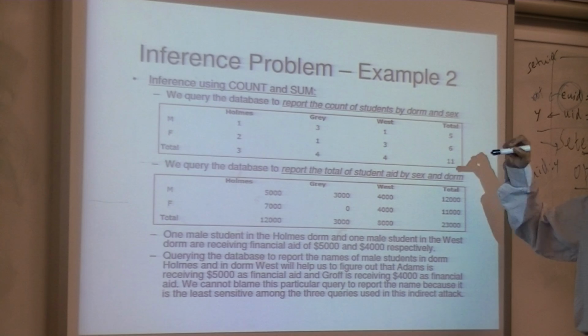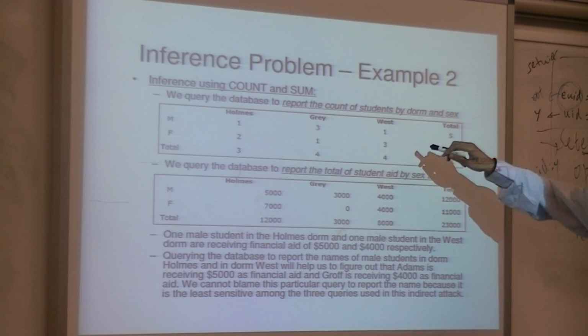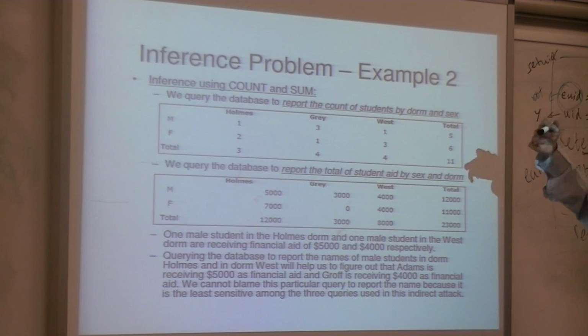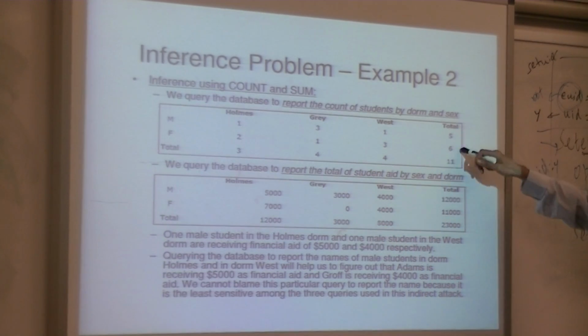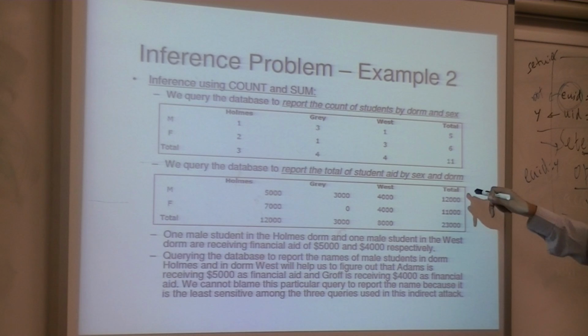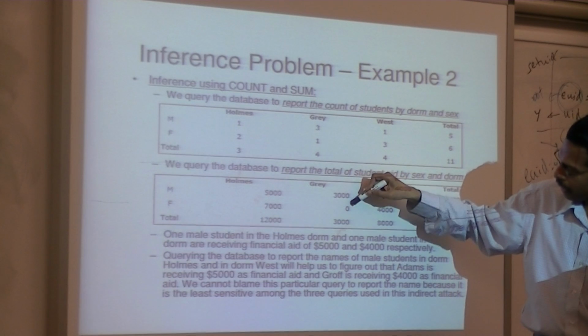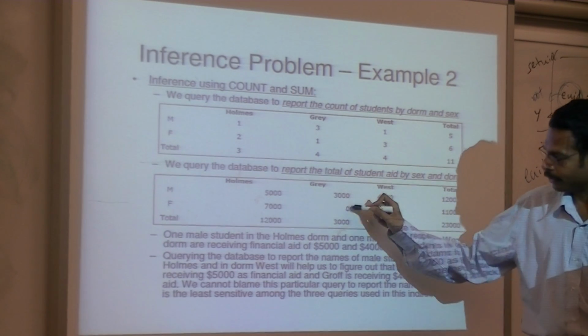And also you can count, so this is probably another way. You can count the number of students by dorm and sex. So just add up the number of students in each dorm, male and female. So these are the number of students, male and female, in each dorm. And again report the total aid by sex and dorm, which means there's only one female in that gray dorm and the financial aid is 0.